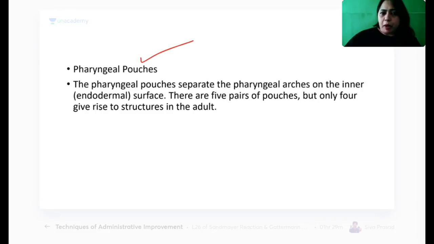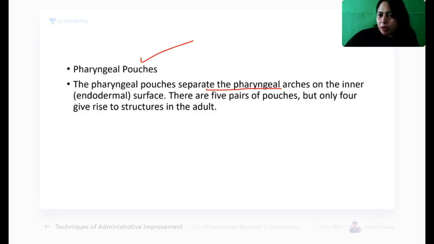Next, let's see the pharyngeal pouches. Pharyngeal pouches are the ones which, again, separate the pharyngeal arches on the inner side. They are all lined by endoderm. The clefts that are on the outside, they're all lined by ectoderm. So they're called ectodermal clefts. They're not called endodermal, they're called ectodermal. The inside ones are called the endodermal ones.